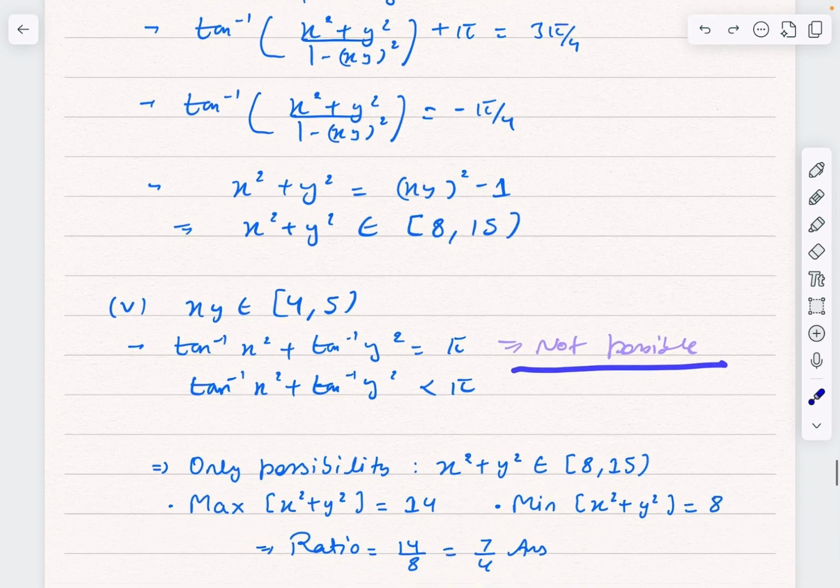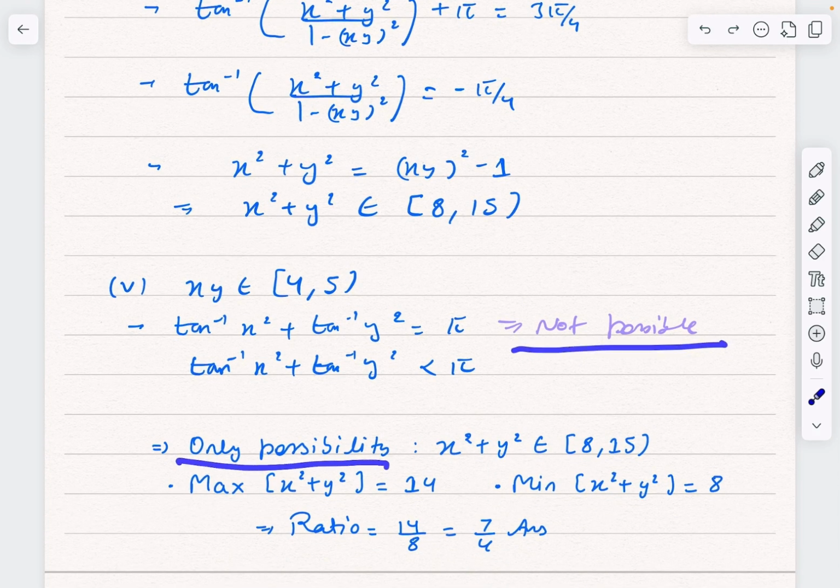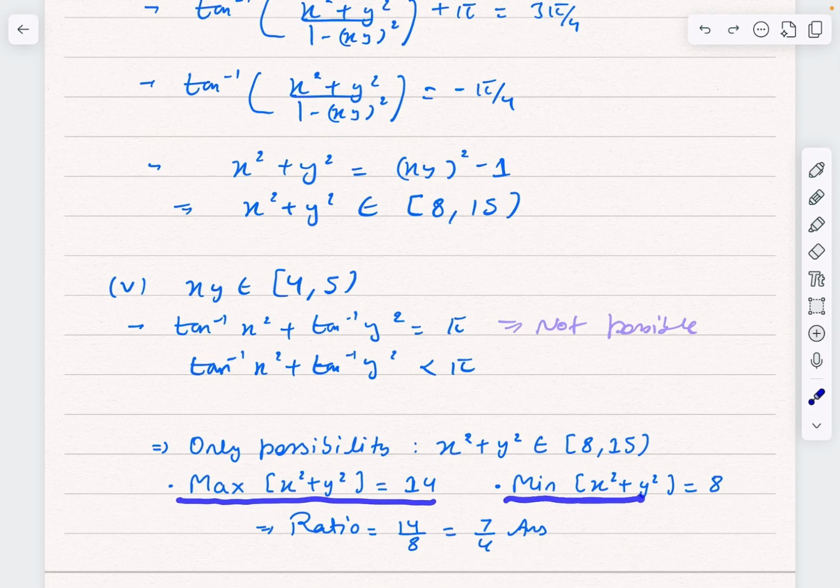So at the end, only possibility we get is when x square plus y square belongs to close 8 to open 15. So maximum value of step x square plus y square will be 14. Minimum value of step x square plus y square will be 8. So ratio will be 14 over 8. So answer will be 7 over 4. This is a very good problem, guys. Make sure you understand this thing.